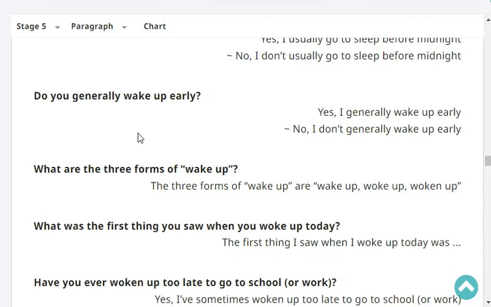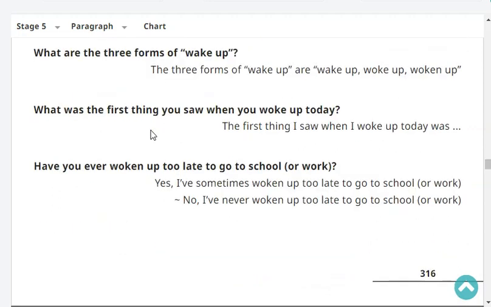What are the three forms of wake up? The three forms of wake up are wake up, woke up, woken up. Very good.